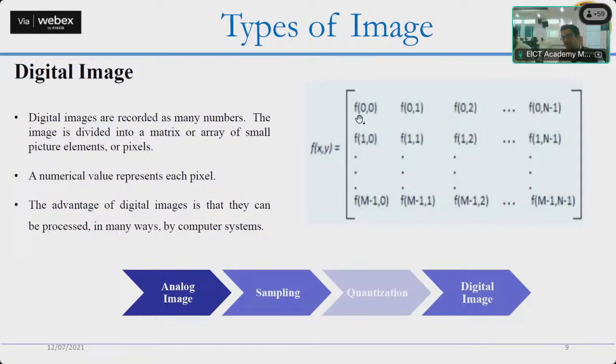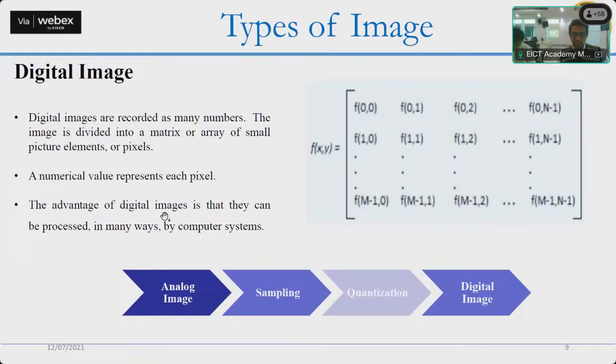And what do we observe about the pixel? We observe basically the intensity. And what is the pixel intensity? That value is given by f. The numerical value represents each pixel, and it represents the pixel intensity. A pixel is basically a sub-part of the image.